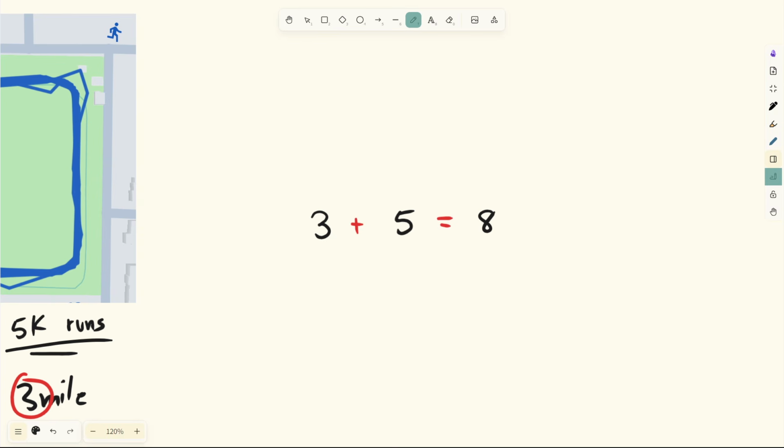Now, if you consider this to be just a coincidence, hear this out. 5 plus 8 is 13, and 13 miles is how long a half marathon is, and 8 plus 13 is 21, and 21 kilometers is about 13 miles, so it's also the length of a half marathon, more or less.